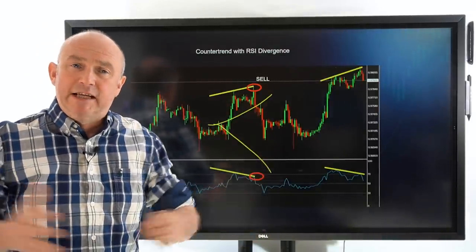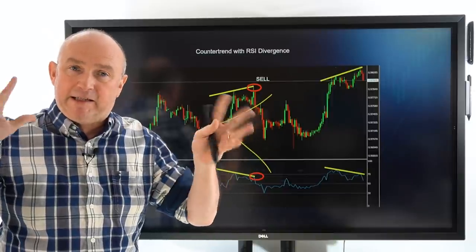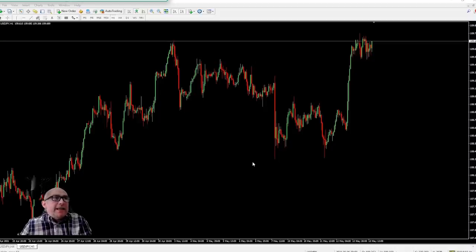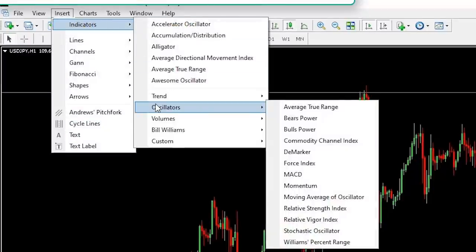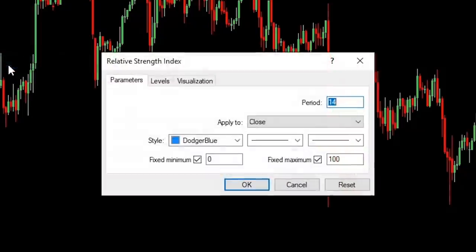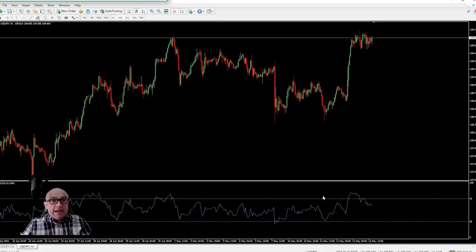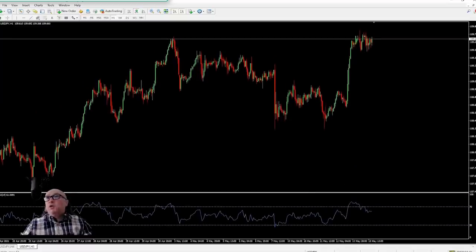What I'll do now is jump onto the screens and show you this on some real life price charts, so things might become a little bit clearer. Okay, so this is a regular MT4 price chart. You would add your RSI indicator in the same way that you'd add any indicator. Go to Insert, Indicators, Oscillators, and there it is, the Relative Strength Index. Defaults to 14, colors and so forth, applies to the close. Here you can put in your levels, 30 and 70, overbought and oversold zones. Click OK, and there it appears at the bottom of the price chart in the usual way. You can move it up or down however you wish.